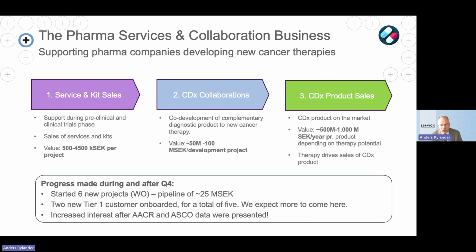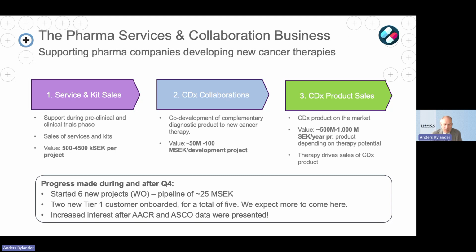So the current status: during and after the 4th quarter, we initiated 6 new projects, work orders, that make up a pipeline of about 25 million Swedish kronor. The way this works is typically a clinical trial in this area is 1.5 to 2.5 years, and so the revenue will be booked over that period of time where the analysis are taking place.